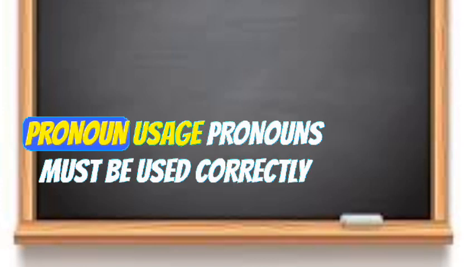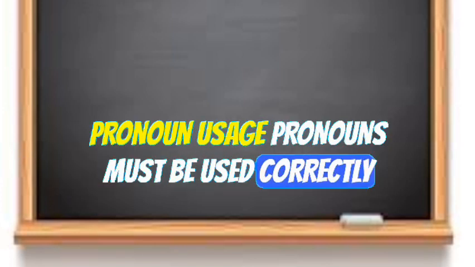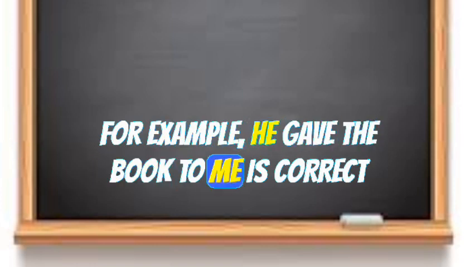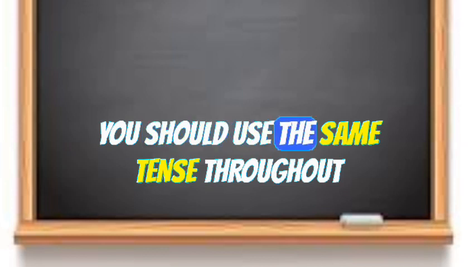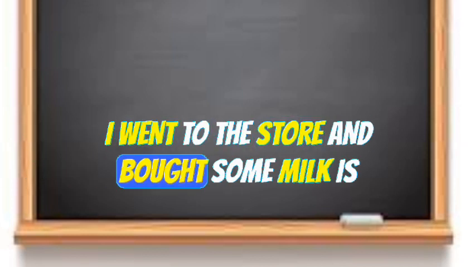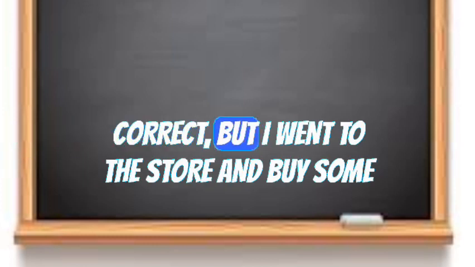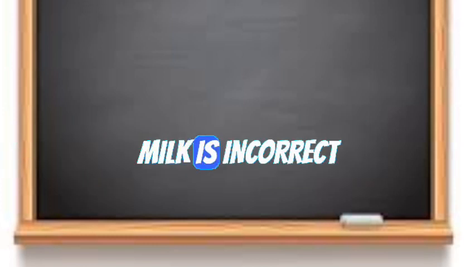Pronoun usage. Pronouns must be used correctly in order to make sense. For example, he gave the book to me is correct, but he gave the book to I is incorrect. Tense consistency. When you are telling a story, you should use the same tense throughout. For example, I went to the store and bought some milk is correct, but I went to the store and buy some milk is incorrect.